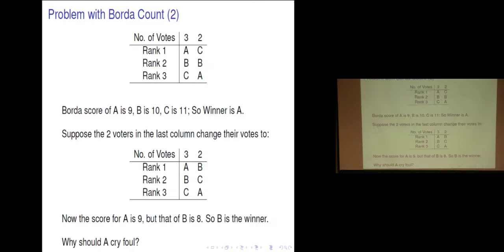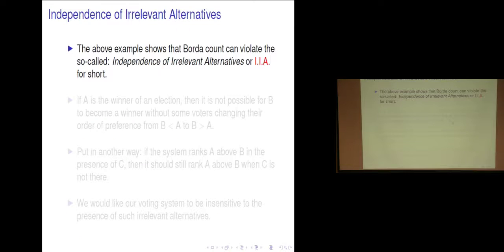So why should A? Okay, so A is not happy. Why? Can he give some reason? Why is he not happy? Here this brings us a property called independence of irrelevant alternatives. The above example shows that the Borda count can violate the so-called independence of irrelevant alternatives.